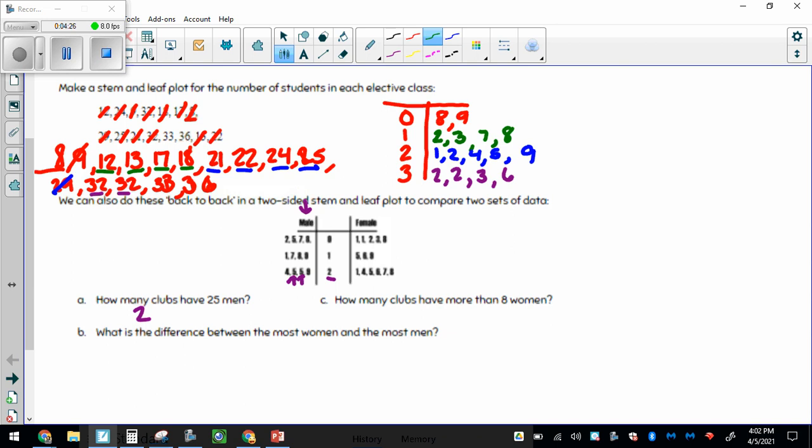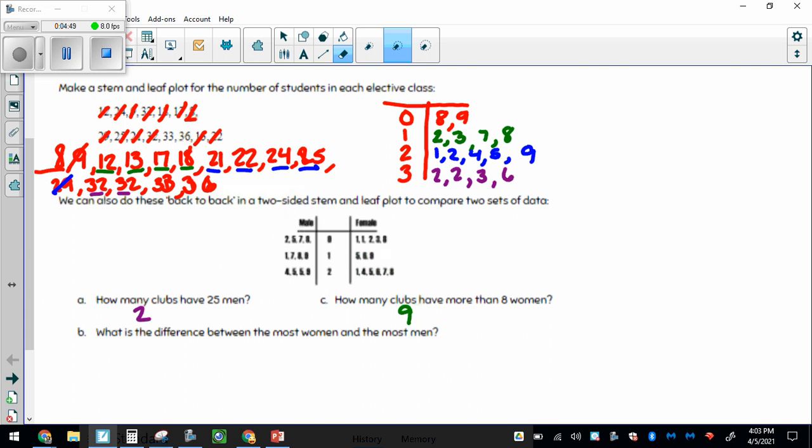Over here, how many clubs have more than 8 women? Well, here is 8 women. So all of these guys and all of these guys, right? All the 10s and all the 20s. So that's 1, 2, 3, 4, 5, 6, 7, 8, 9 clubs have more than 8 women. I'm not actually counting that one club that has exactly 8 women.